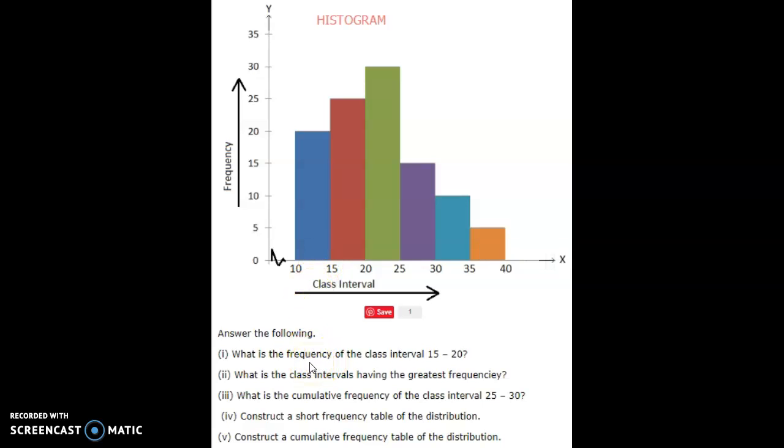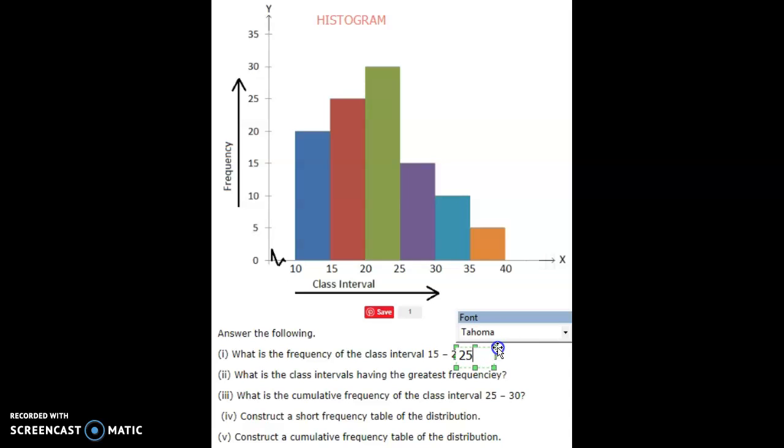So the first one says, what is the frequency of the class interval 15 to 20? So they want us to look at that bar, 15 to 20, and see the frequency. Now the frequency, you look off to the left. So if we look at the bar between 15 and 20 and look over to the left, how many did we have between 15 and 20? There were 25. Okay, so that bar had 25 as the value.